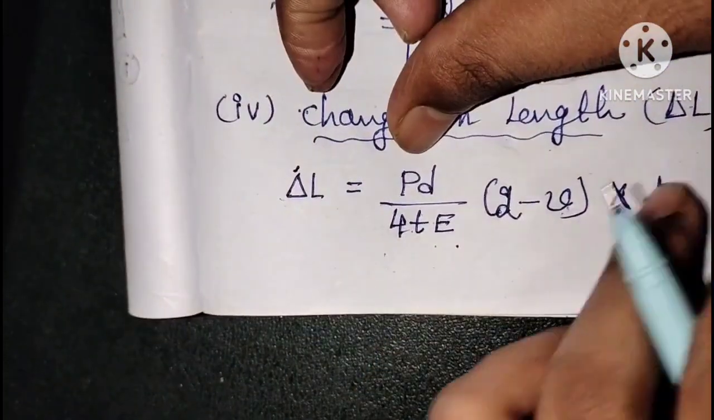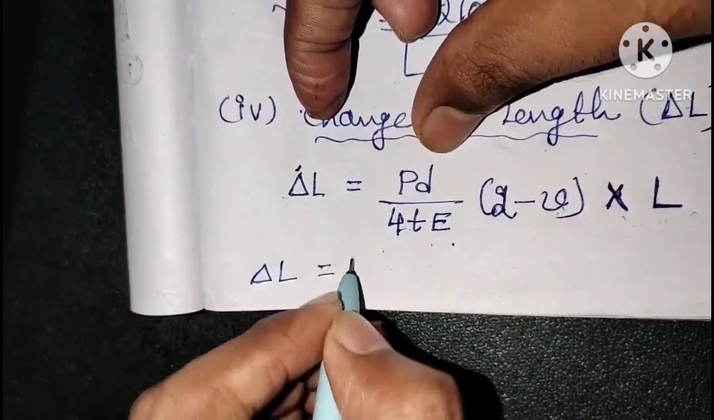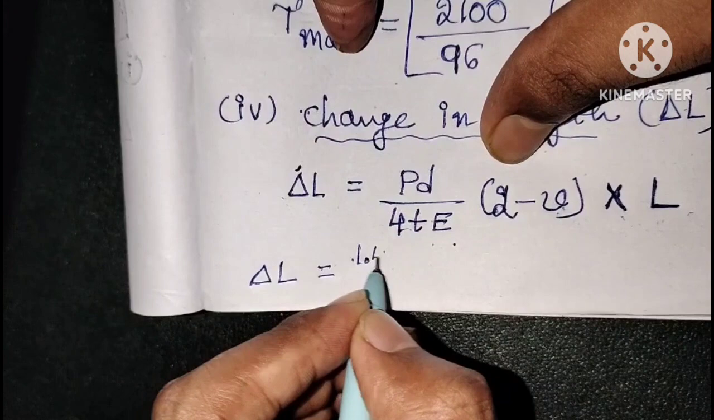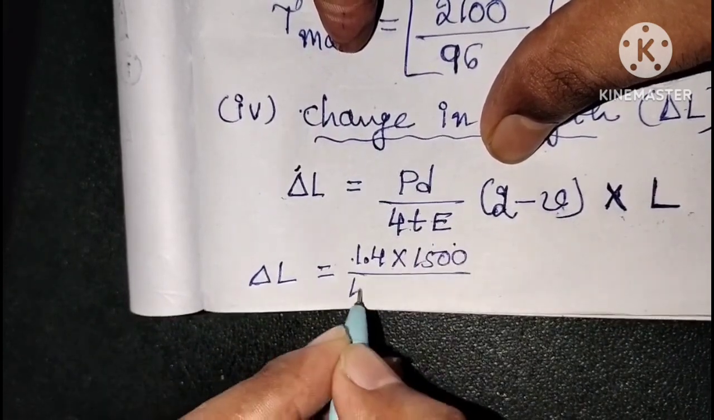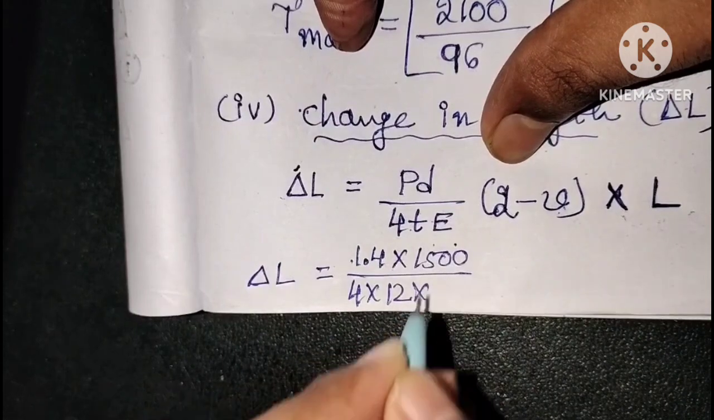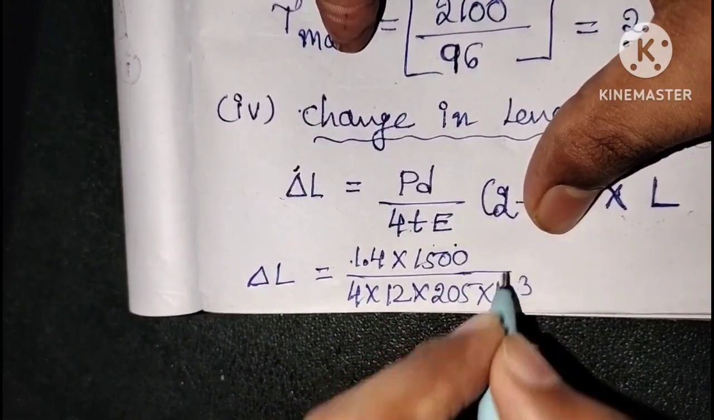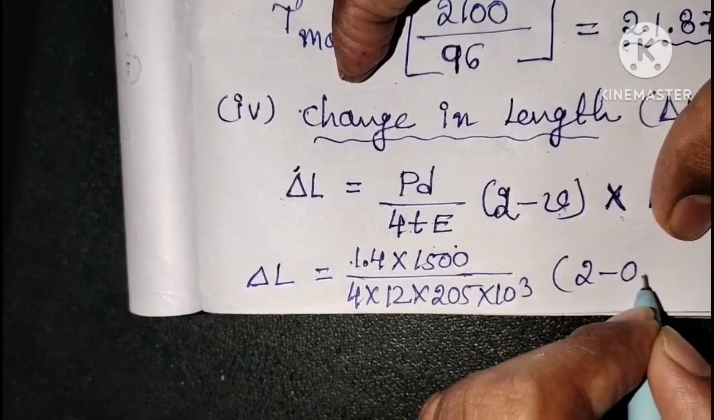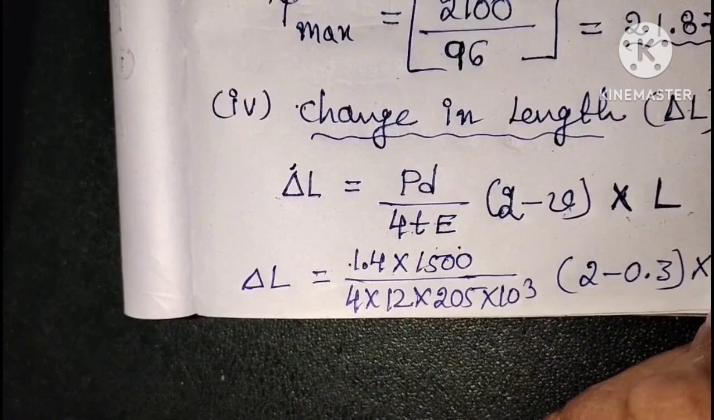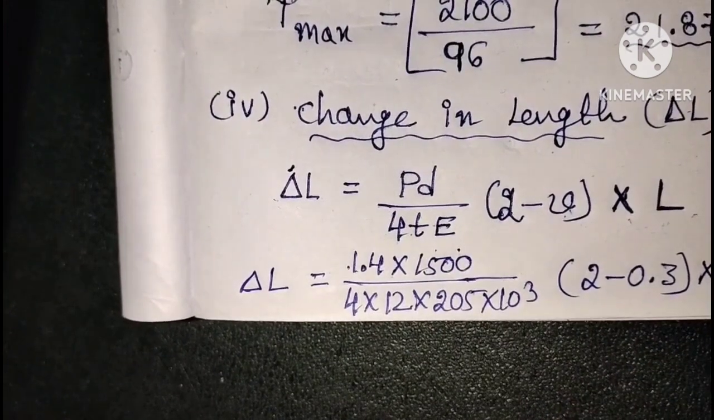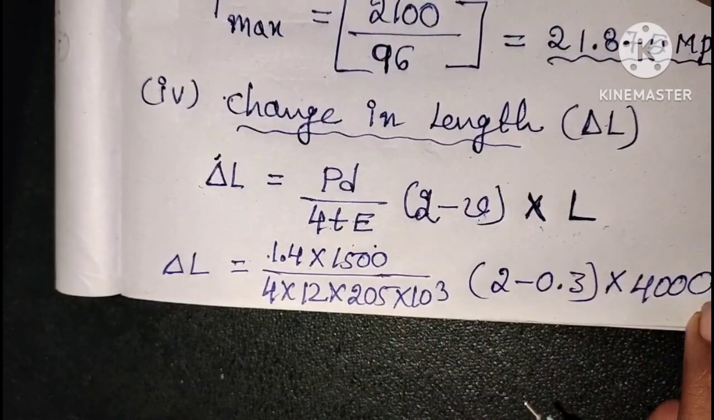Let us substitute all the values. Delta L is equal to, so here internal pressure how much again? 1.4 into diameter 1500 by 4 into thickness 12 mm and Young's modulus 205 into 10 cube into 2 minus Poisson's ratio, how much again? 0.3 into length of the cylinder. Here length of the cylinder is 4000 mm.